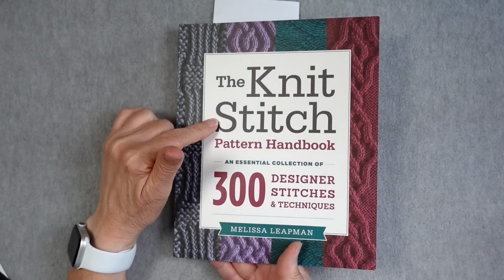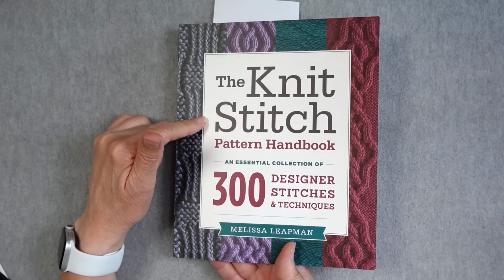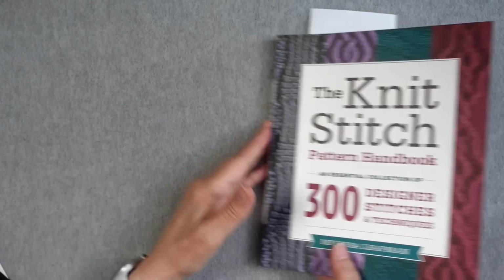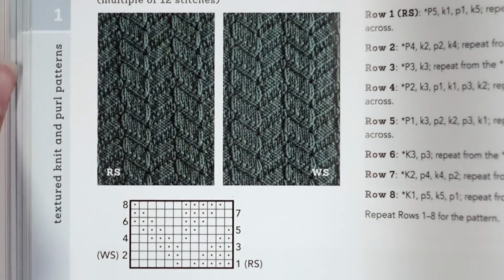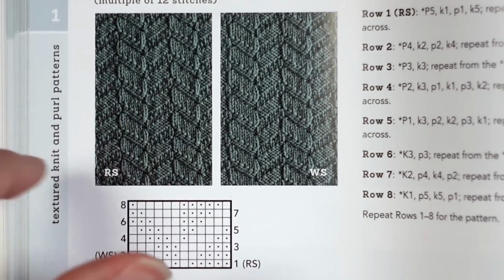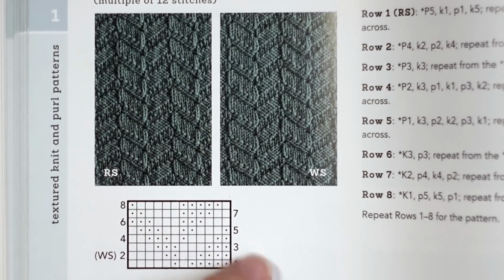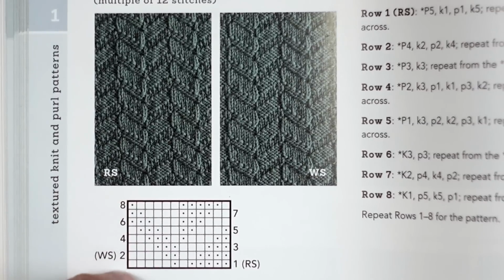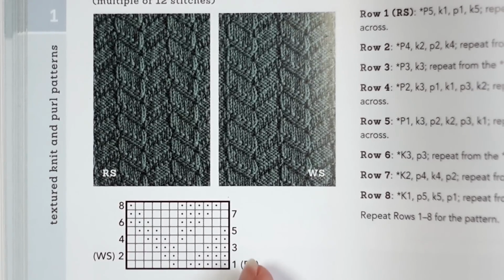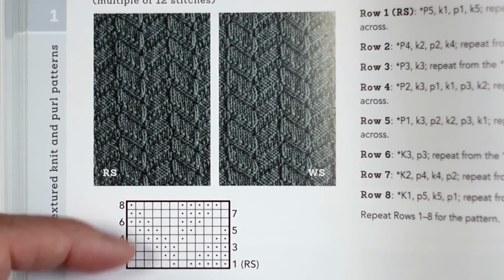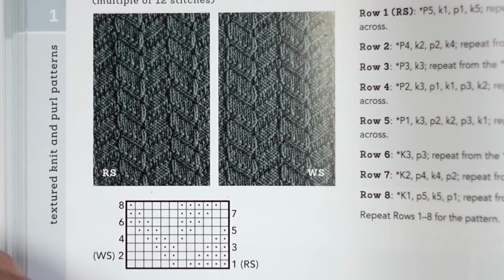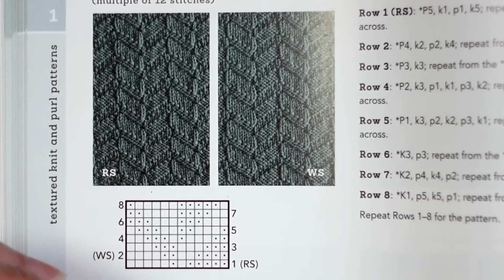So let's look at a stitch pattern from this book, the Knit Stitch Pattern Handbook by Melissa Leitman. On page 36, she's got a pattern. It's fairly reversible. She's showing the right side and the wrong side, but this is the little chart for it. So this is showing one multiple, the number of stitches across, and one repeat.